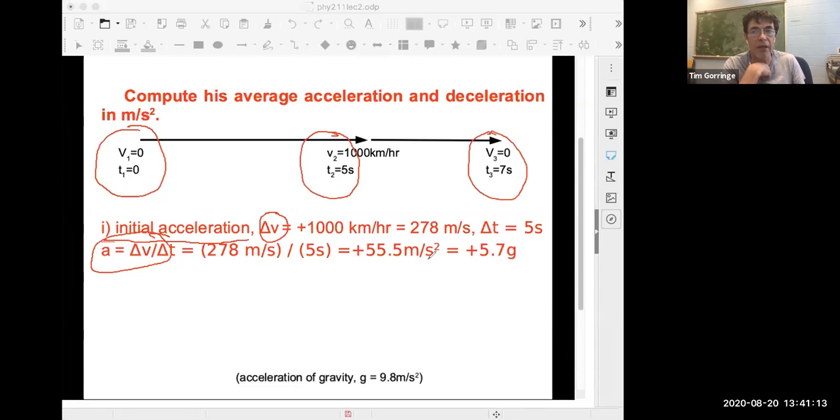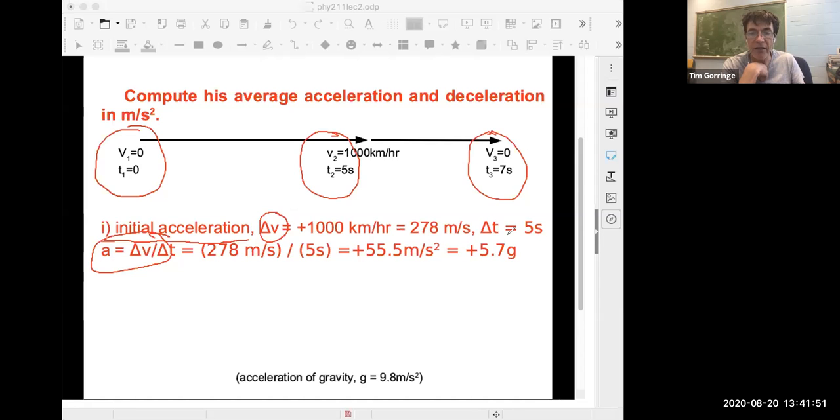Now, if you're like me, maybe you don't know exactly whether that's a big acceleration or a small acceleration. Here's a way of figuring it out. If you jump off a building, don't do it, but if you did, your acceleration due to gravity is 9.8 meters per second squared. I changed the units of 55 meters per second squared into units of accelerations of gravity, and I did that by dividing by 9.8 meters per second squared.